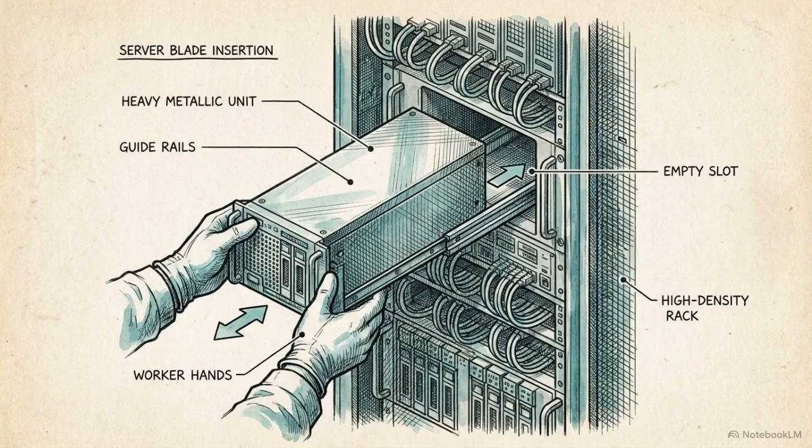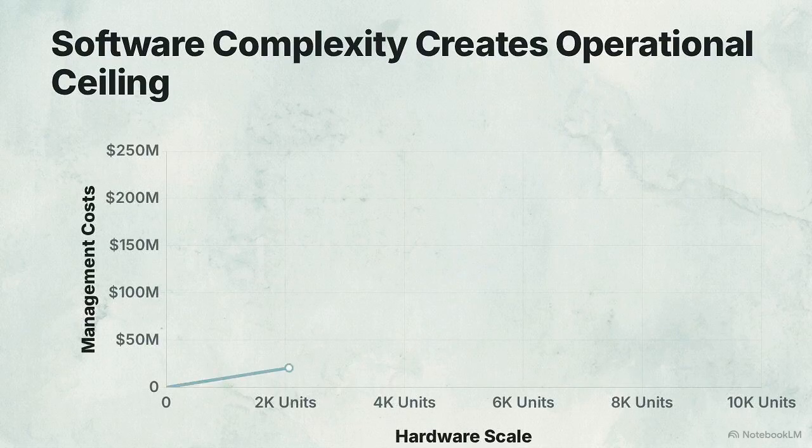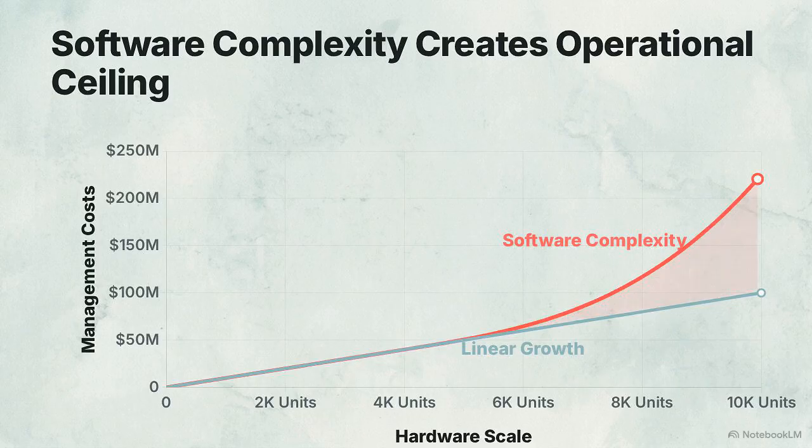While increasing physical hash rate is a straightforward mechanical process, the software required to manage and balance those new machines across incompatible systems becomes exponentially more complex as the facility grows. This chart illustrates the efficiency gap. As hardware scales linearly, management costs rise at a nonlinear rate, creating an operational ceiling for large-scale miners.